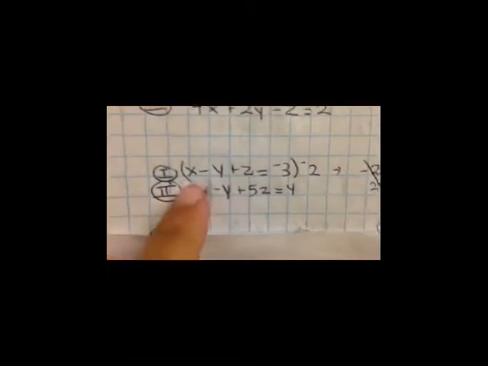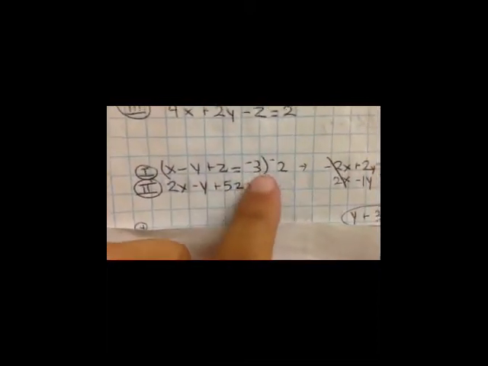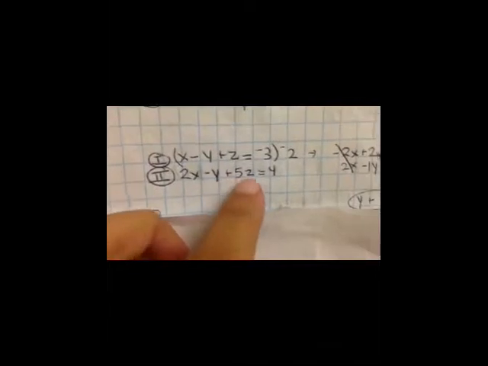Next, we're going to take two more equations. Equation 1 and equation 2. We now have x minus y plus z equals negative 3, and 2x minus y plus 5z equals 4.